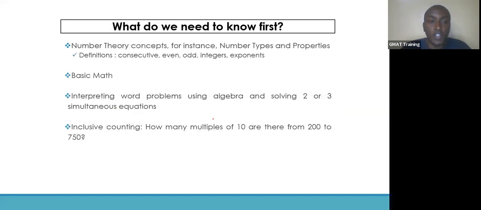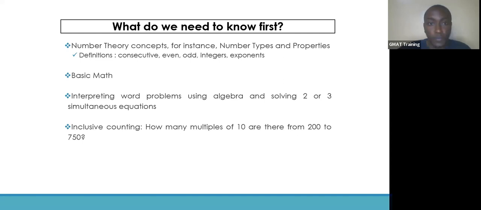All right, let's see what we need to know first before doing sequences. We need to know number theory concepts, for instance, number types and properties, the definitions of what is consecutive, what is even, what's odd, what's an integer, what are exponents. All these are concepts you need to be familiar with before doing sequences, so you don't have a difficult time understanding sequences. You also have to know basic math: addition, subtraction, division, multiplication, and how these number theory concepts and basic math feature in sequences.